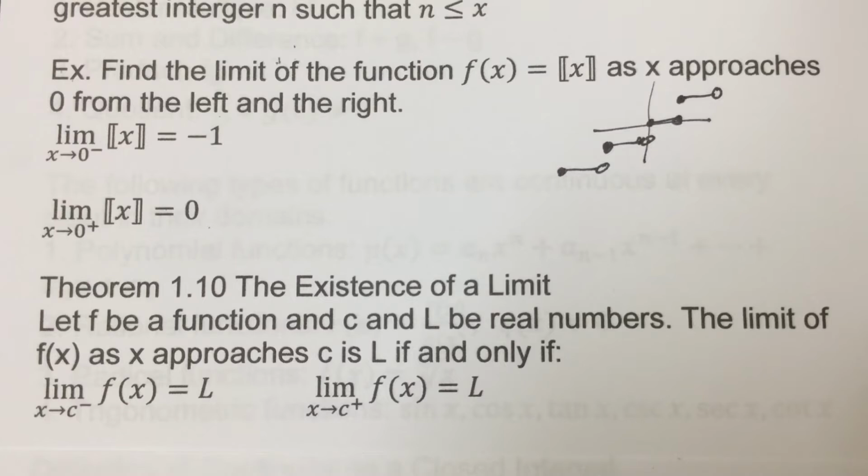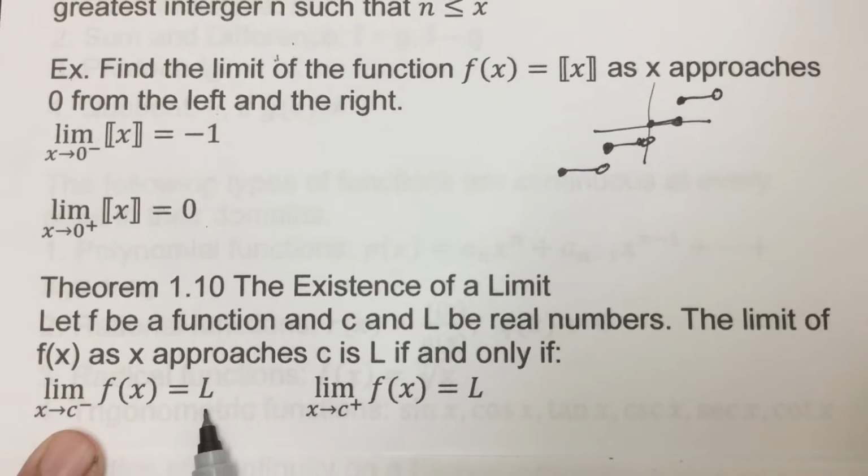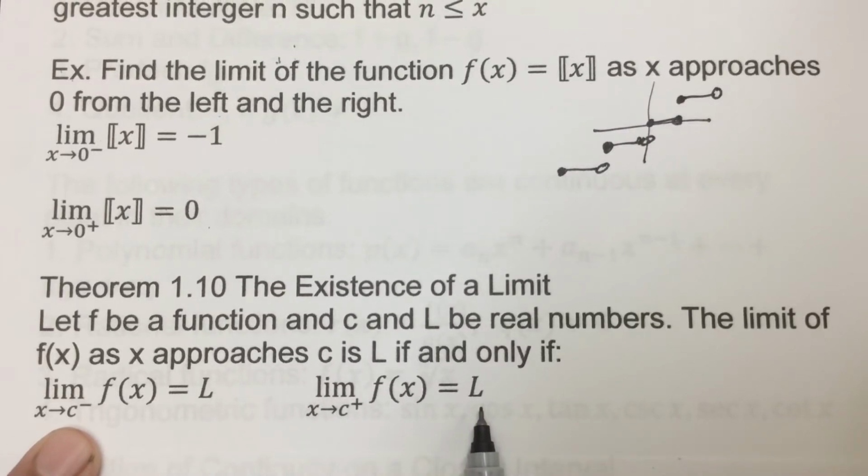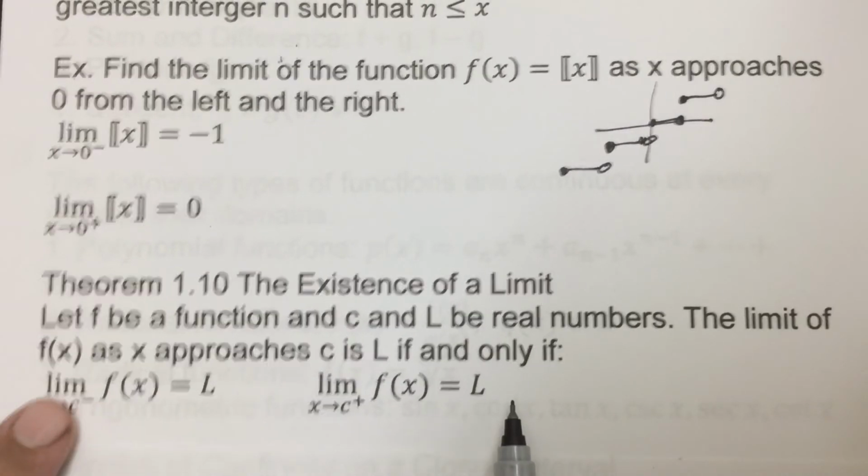So that leads us to the next theorem. Theorem 110, the existence of a limit. In order for a limit to exist, the limit of the function f of x has to approach the same L. So the left-sided limit is the same as the right-sided limit in order for the overall limit to exist.